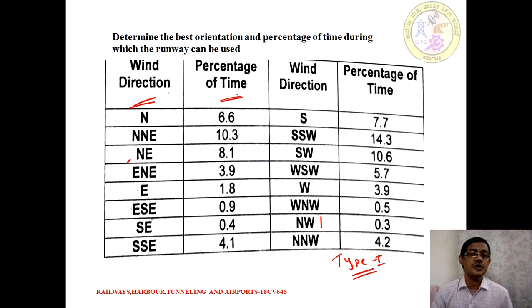In this type, we are given each of the 16 directions. In the north direction it is 6.6, similarly north northeast is 10.3, and likewise this tabular column has been given for all the 16 directional values. To begin with the type 1 problem, what we need to do first is sum up all these 16 direction values.